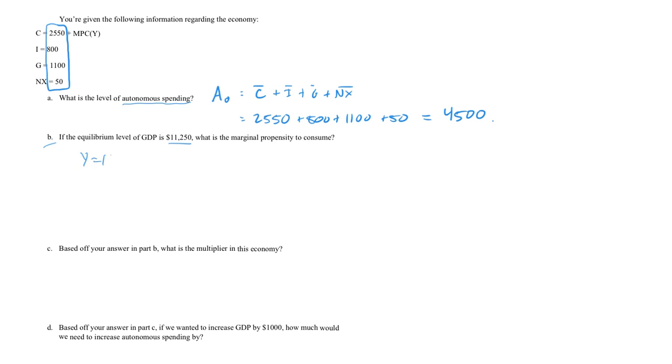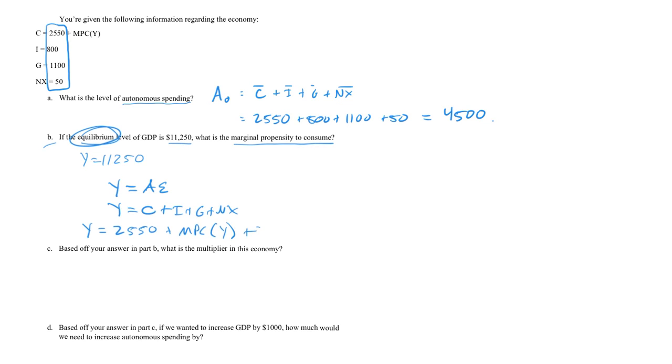Next part of this question, part B, if the equilibrium level of GDP is 11,250, that means Y is equal to 11,250. What is MPC? That's our unknown. Well, we know that in equilibrium, right, equilibrium level, Y equals my aggregate expenditure. So Y equals C plus I plus G plus NX. So I know my Y is going to equal 2550 plus MPC times Y plus 800 plus 1100 plus 50. And we know that because of all those numbers that I gave you above.